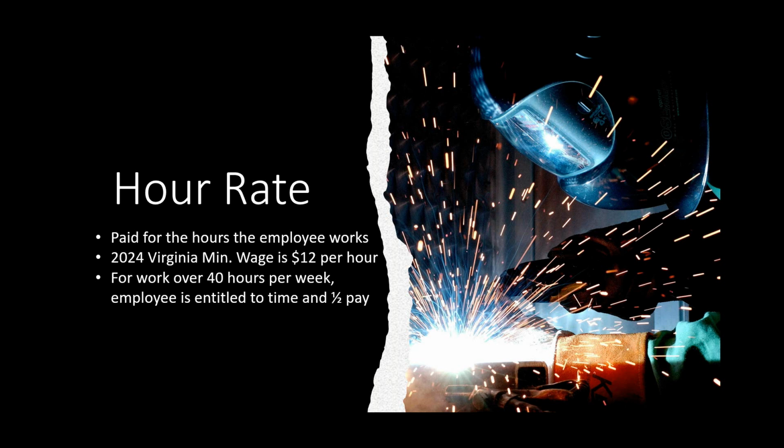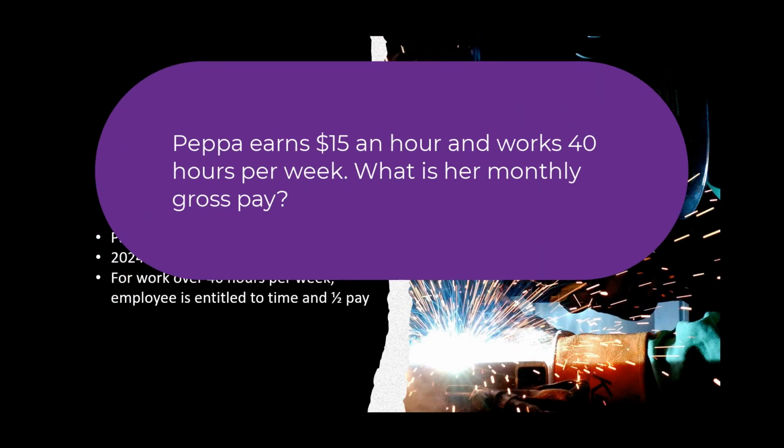If the parent's pay fluctuates, then you should consider calculating the monthly income based on year-to-date. Let's run through some scenarios. Scenario 1. Peppa makes $15 an hour and works 40 hours per week. What is her monthly earnings?